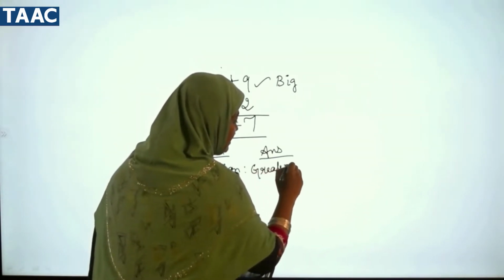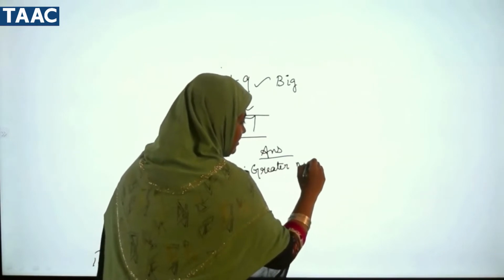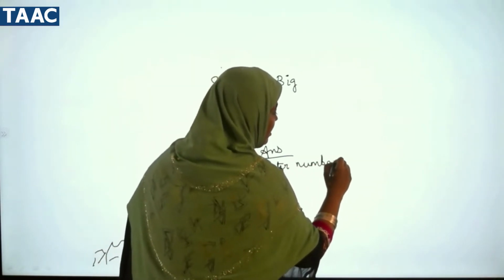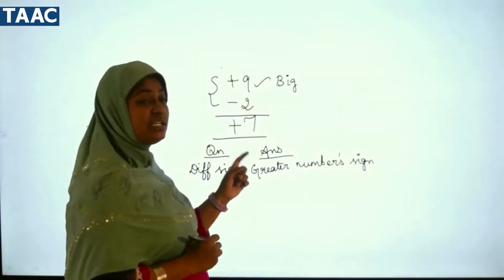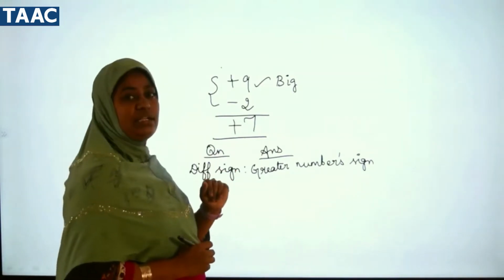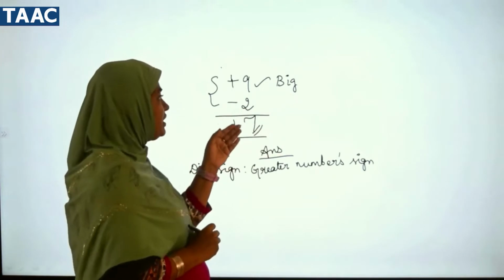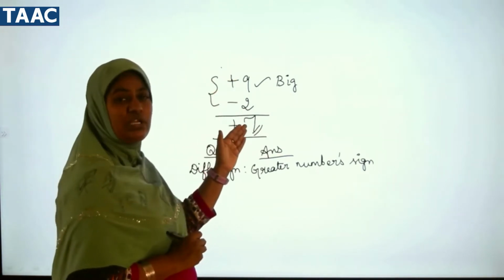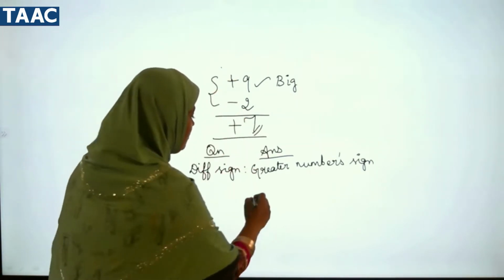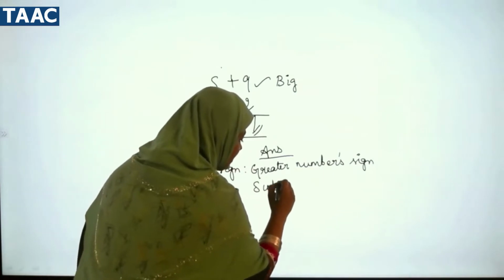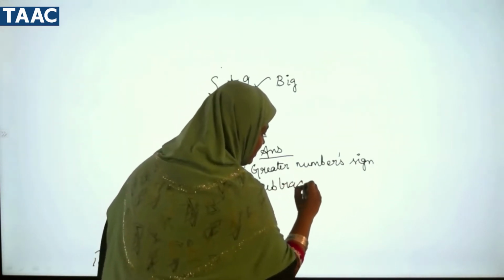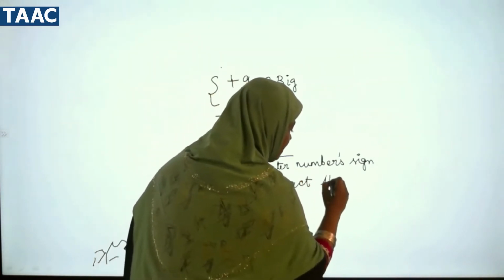You put the greater number sign. And then what about the number? Now this number, how did we get it after subtraction? You see 9 minus 2, only then we will get 7, right? So we have to subtract the numbers. Understood? We have to subtract the numbers.